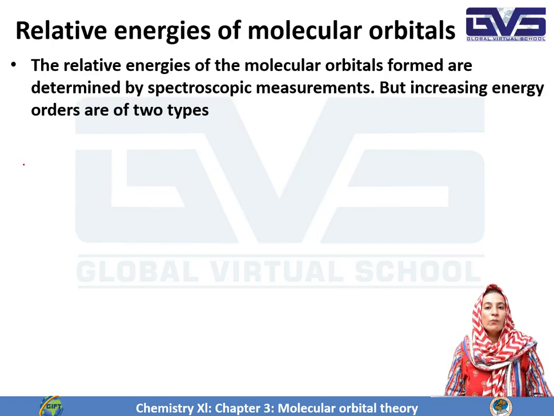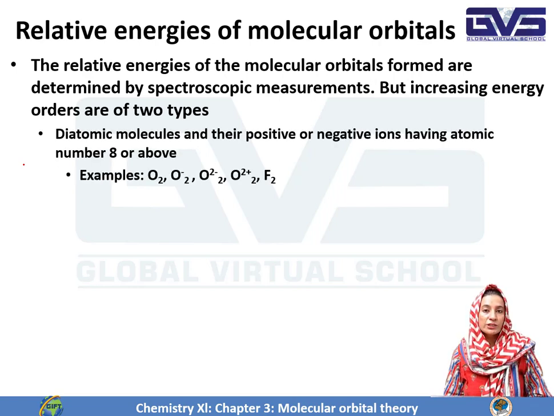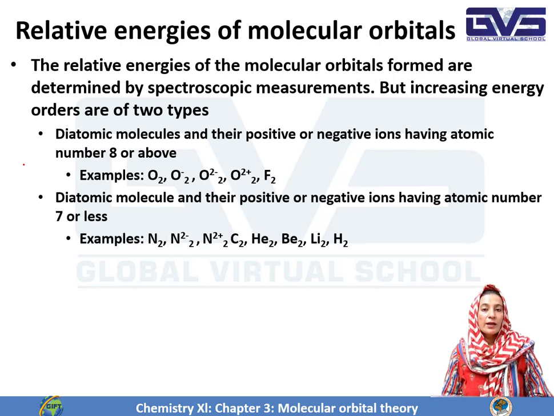And the relative energies of molecular orbitals are of 2 types. Atoms that have atomic number 8 and above, or their ions, negative or positive, starting from oxygen with atomic number 8, fluorine 9, chlorine 17, are in one group. They have a different energy order, while the other atoms that have atomic number 7 or less, and their ions, either positive or negative, have a different energy order. But this will be explained in detail in our next lecture.